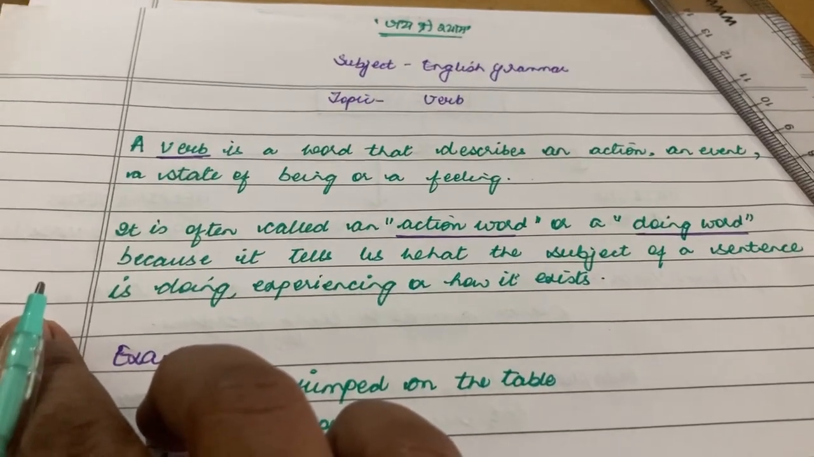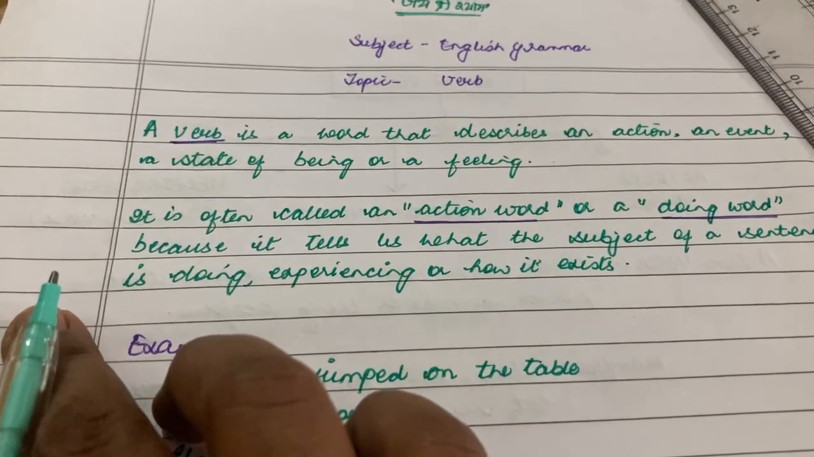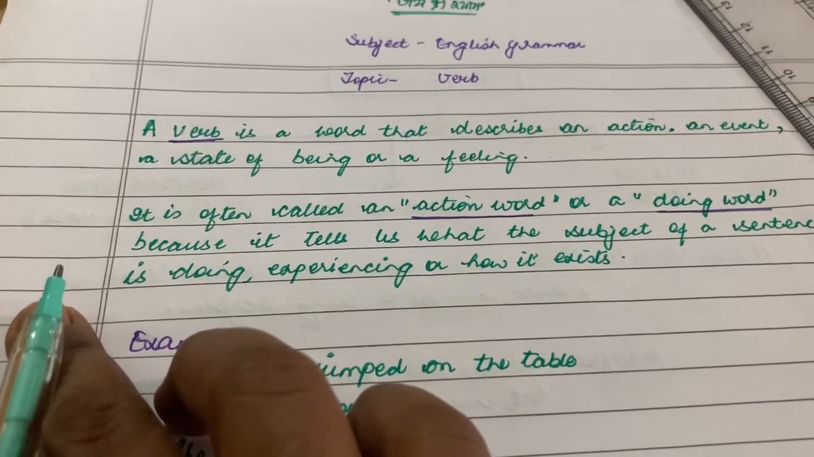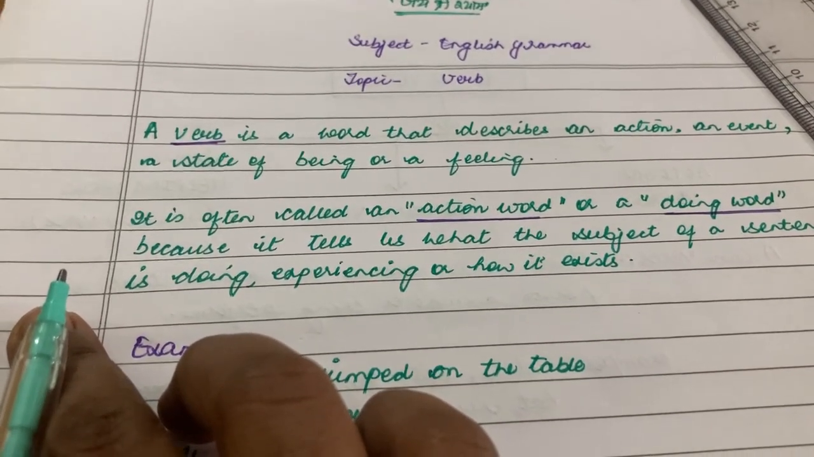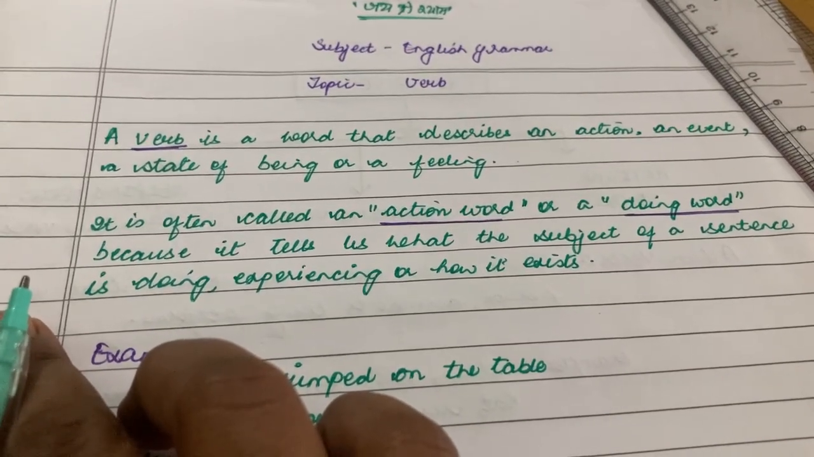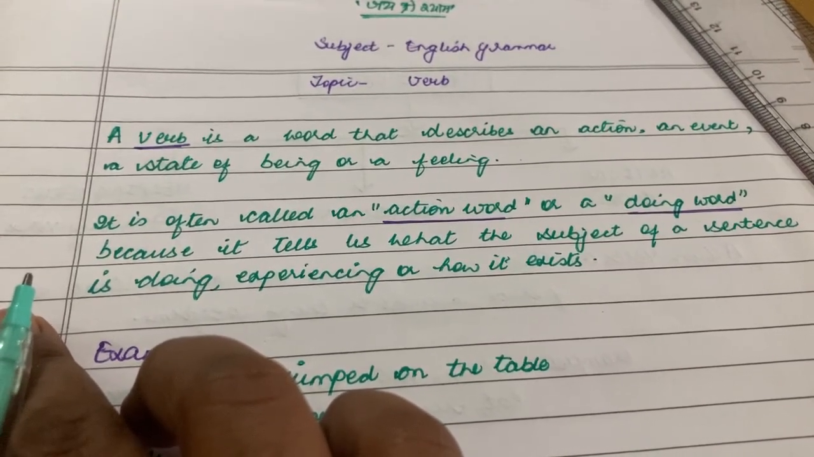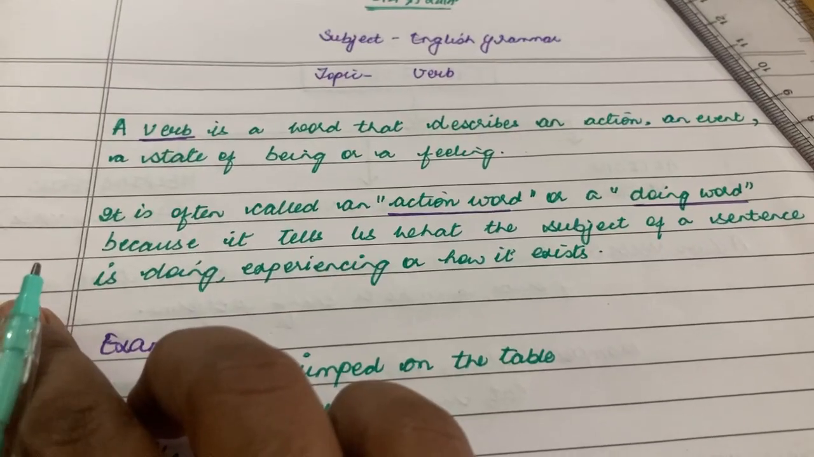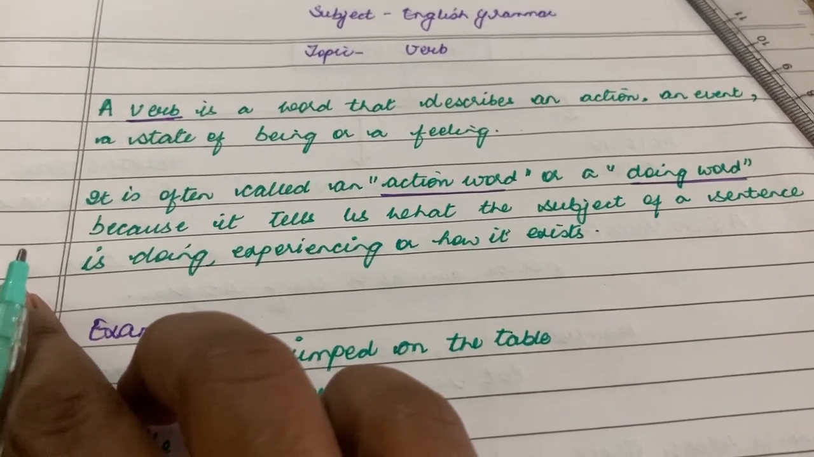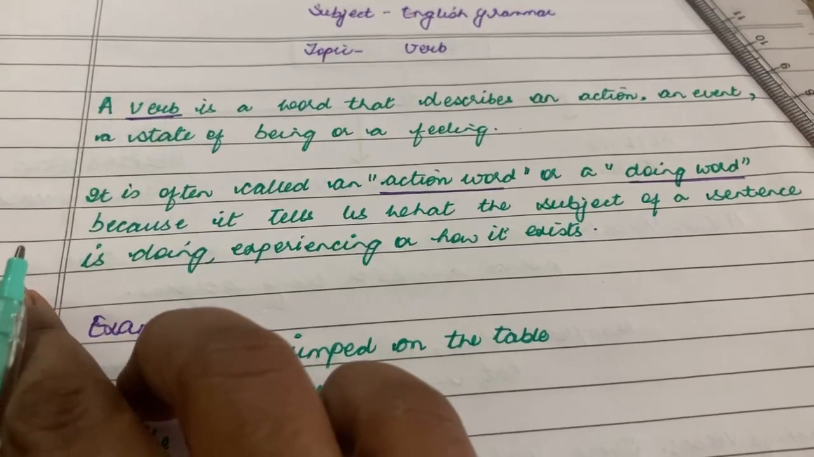So what is a verb? So in simple words, verb is an action. It's an action word. It's a doing word. So a verb is a word that describes an action, an event, a state of being, or a feeling.